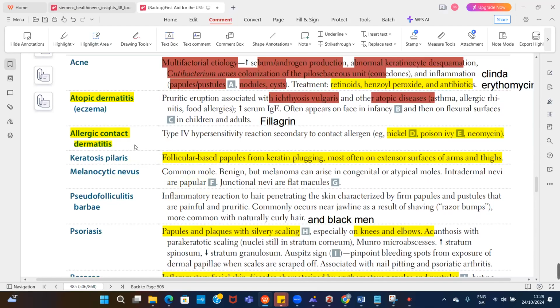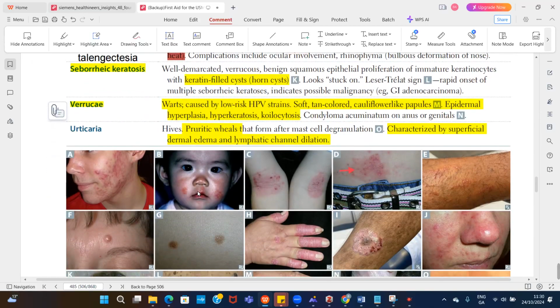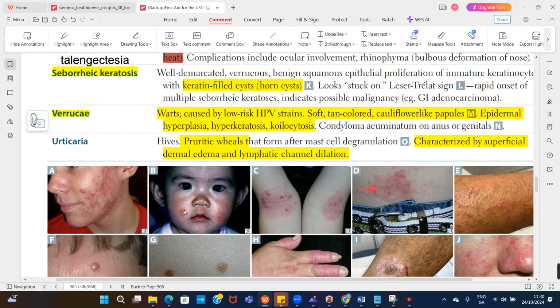So the next is allergic contact dermatitis. Sorry, before I leave, the rash associated with atopic dermatitis is usually vesicular, papular lesions. Papulovesicular lesions. That's very important stuff. So you see vesicles, you see papules in the area of distribution that I have talked about.